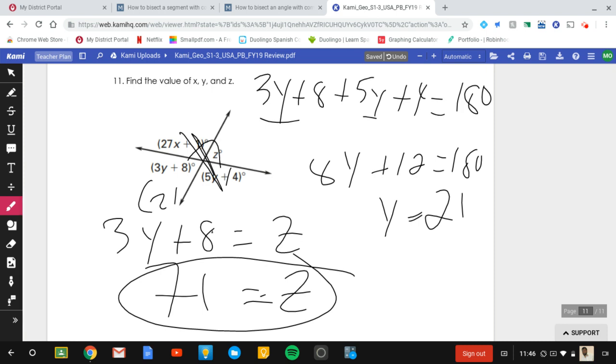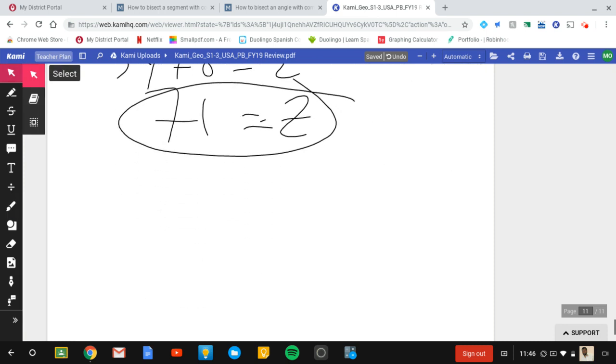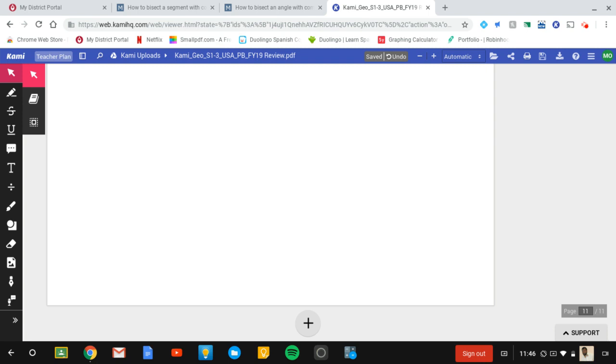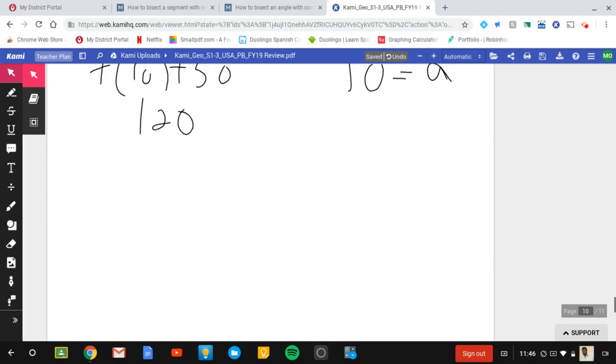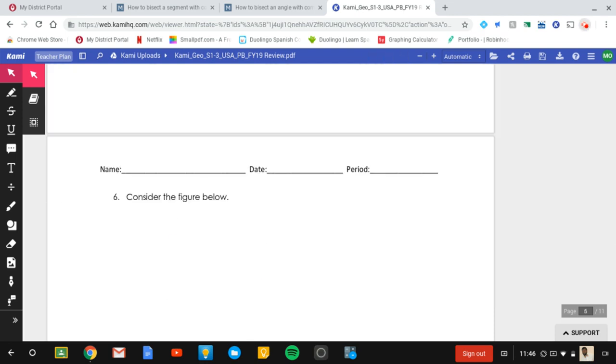All right, so this is it for the review. This is the last question. I was really trying to keep it under 20 minutes, 25 minutes at most, but I think I went over just a little bit. So review this. If you are good with this, you are ready for the test. All right, and good luck and make me proud.